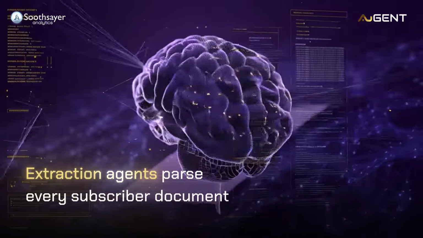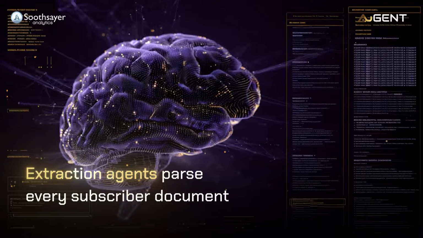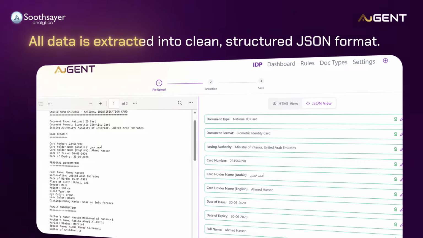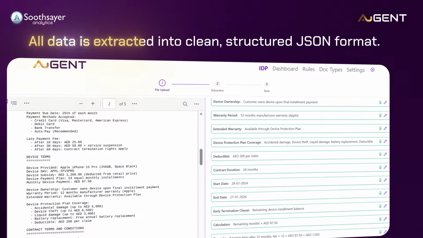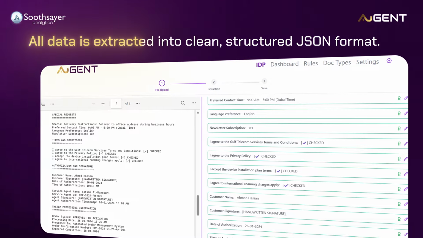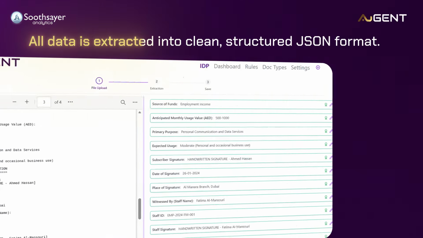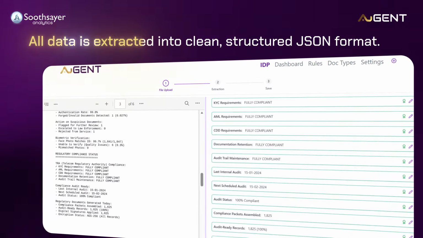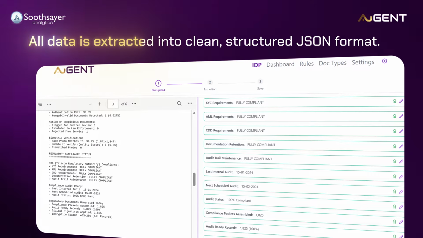Extraction agents parse every subscriber document, KYC forms, ID cards, service orders, and contracts, to isolate critical fields: subscriber name, ID number, contact details, plan selection, and device type. All data is extracted into clean, structured JSON format.